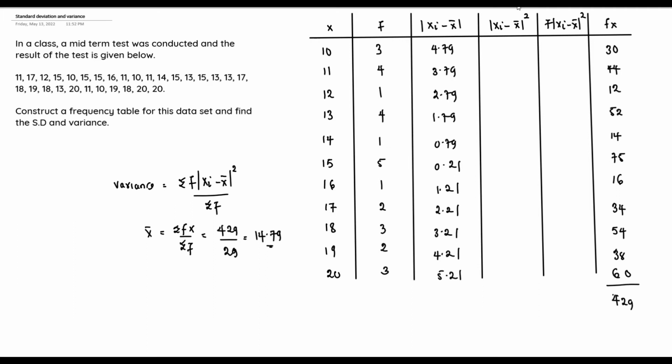So the next step is for us to get the square of the modulus of deviations. That is going to be 4.79 squared, which gives us 22.9441. 3.79 squared, excuse me, 3.79 squared is going to give us 14.3641. 2.79 squared is 7.7841, and we do the rest.